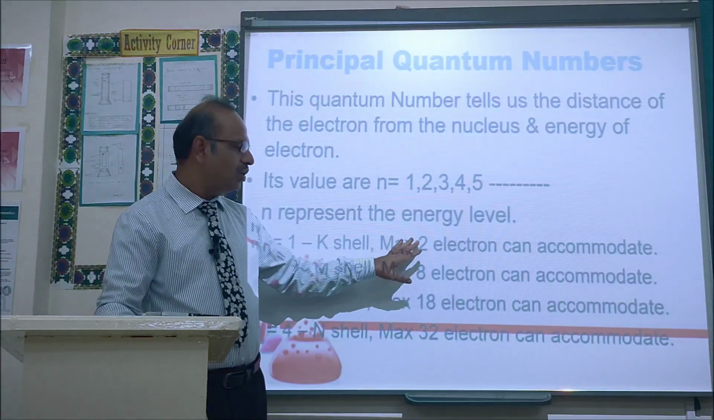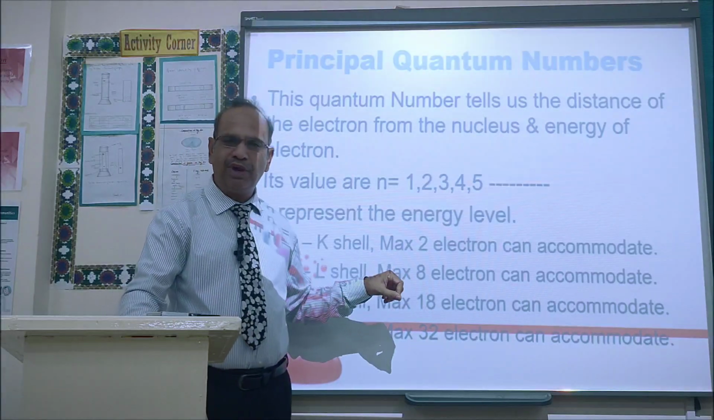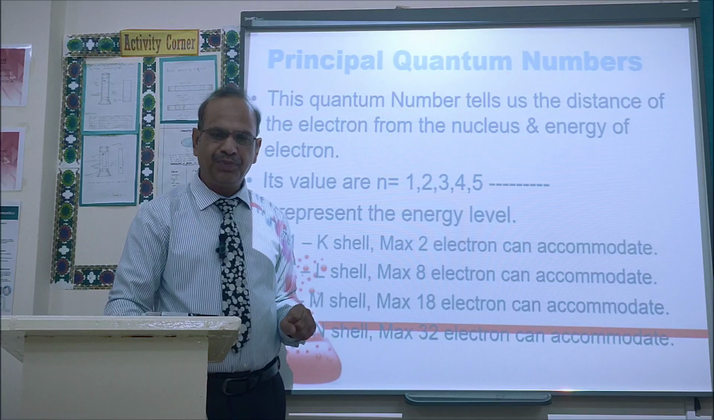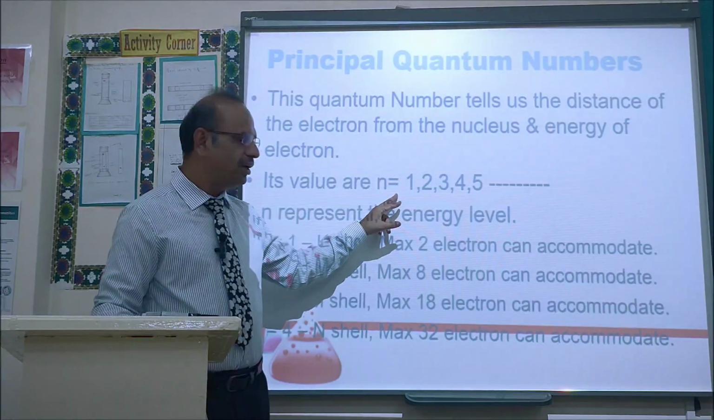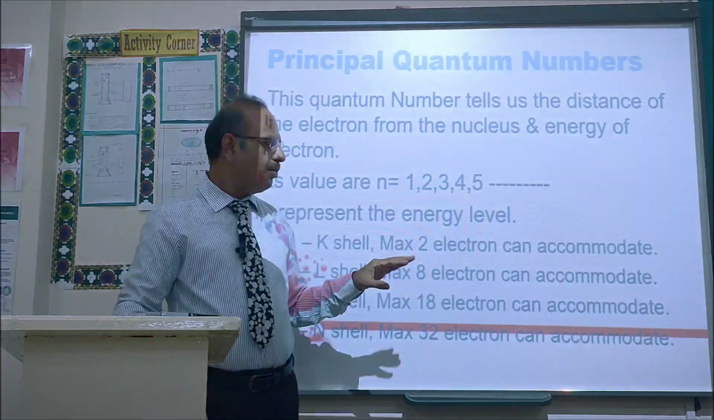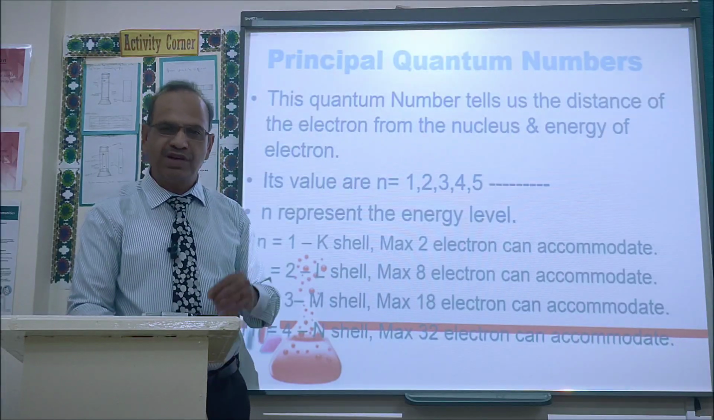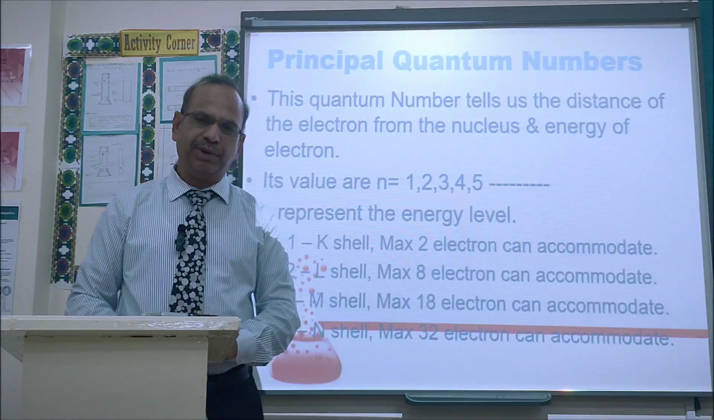We can also calculate this maximum number of electrons with the help of a formula, that is 2n squared. By putting the value of n, we can calculate the maximum number of electrons in any shell. So it is the first quantum number, the principal quantum number.